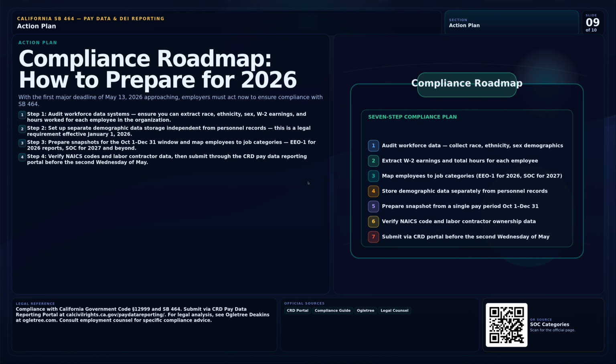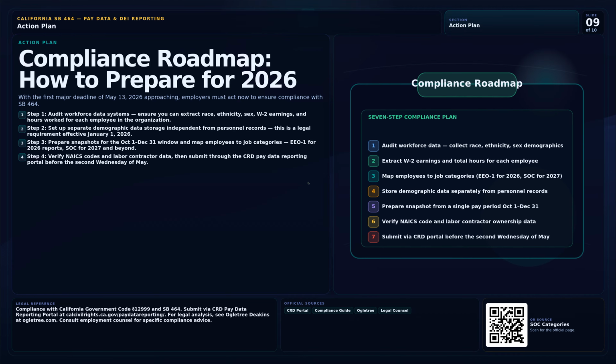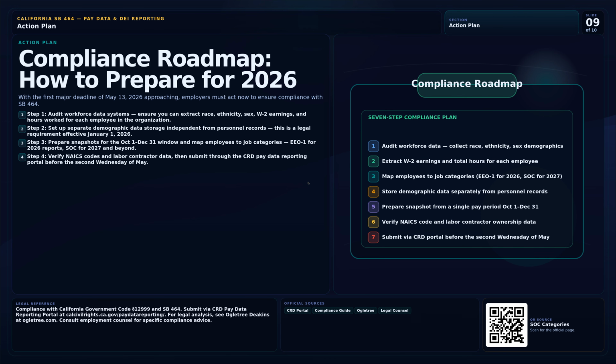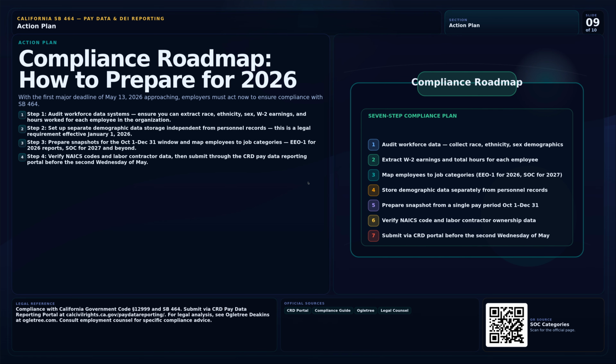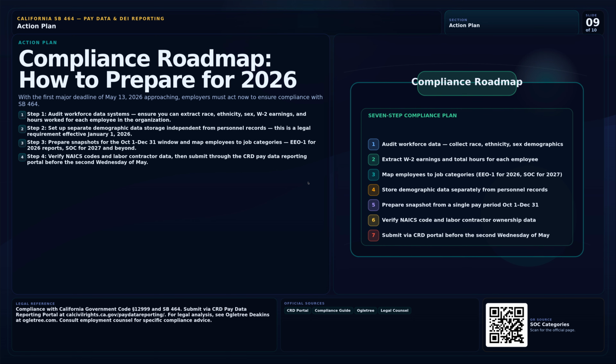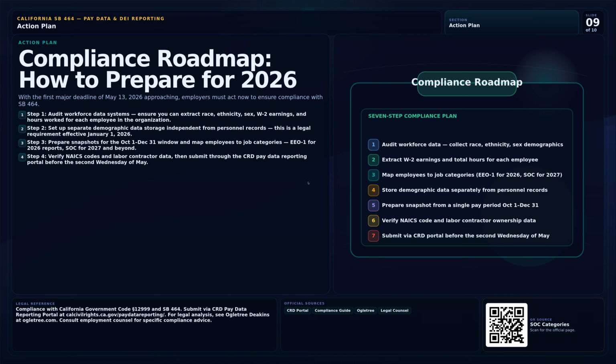And Step 7. Document everything. Maintain thorough records of your methodology, data sources, and compliance efforts. Key takeaways. Let us summarize what every California employer with 100 or more employees must know about SB 464. Number 1. SB 464 makes penalties mandatory. Court shall impose $100 to $200 per employee for non-compliance, with no judicial discretion to waive them.